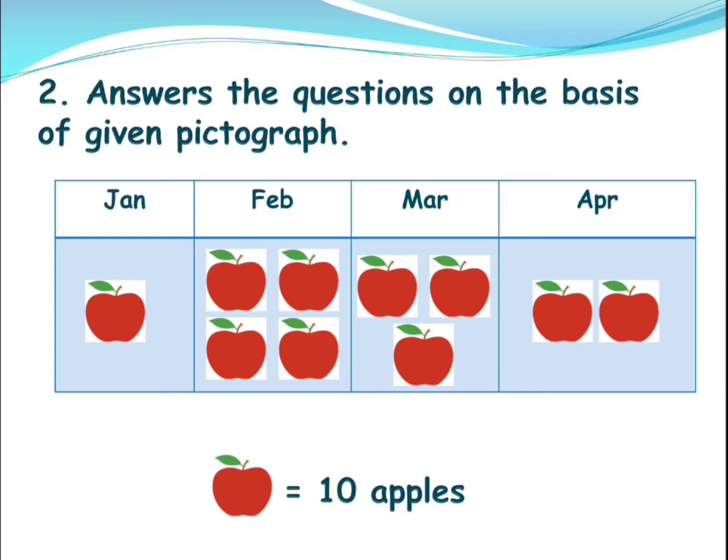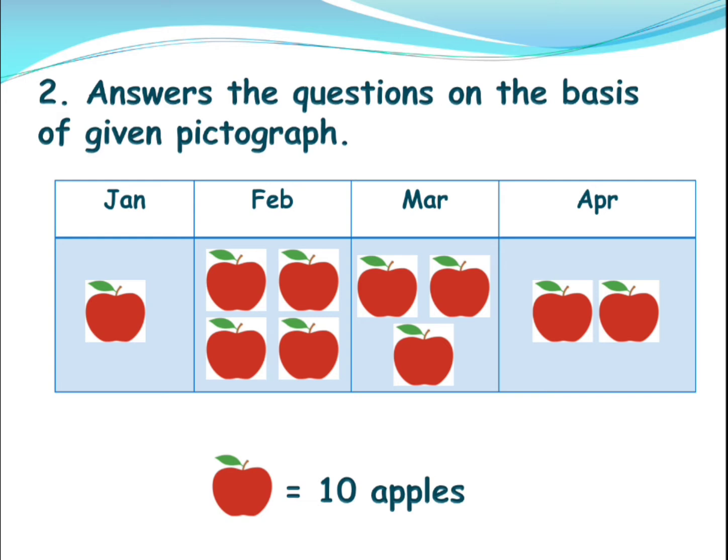So here you have 4 in February. In January it is only 1. That means only 10 apples. In February it is 40. March you have 30 apples. April you have only 20 apples. That is, in the month of February you have sold the apples more, isn't it? So you'll write February. Okay, in which month are the apples sold minimum?